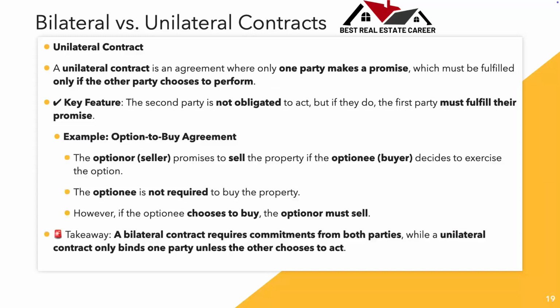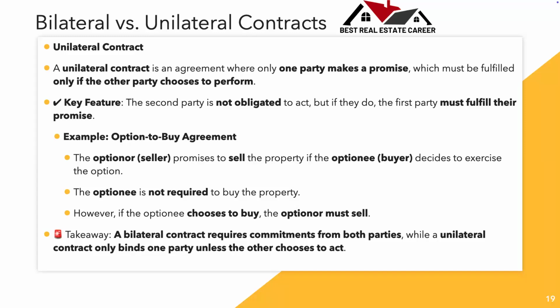We have a unilateral contract. A unilateral contract is where only one party makes a promise, and the other party chooses whether to perform. One party says, this is what I'm doing, and the other party gets to choose how they want to play. The second party is never obligated to perform, but the first party has to fulfill their promise, because that's what a contract is. It's a promise to either do something or not do something. That's all a contract is.